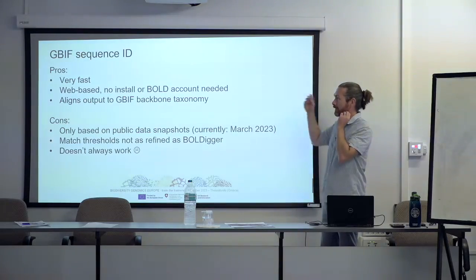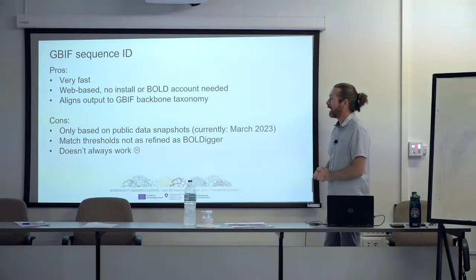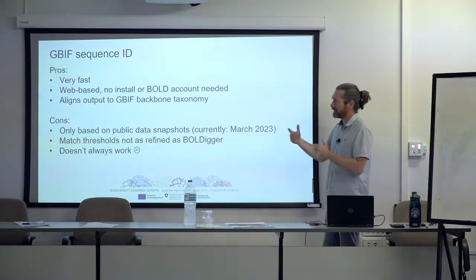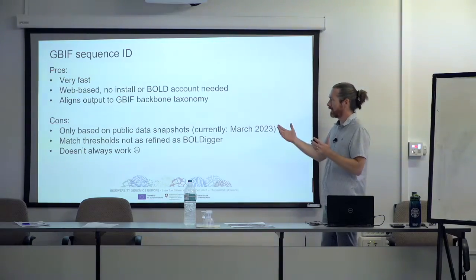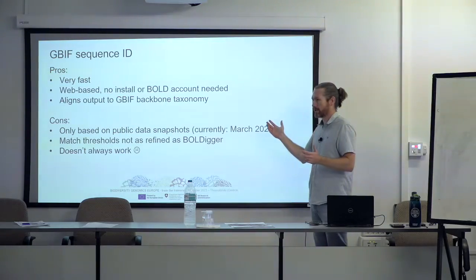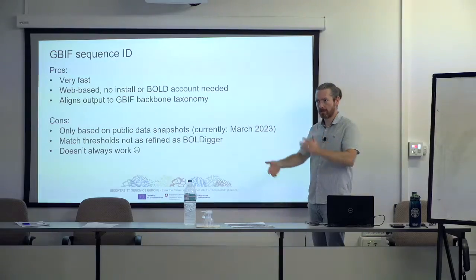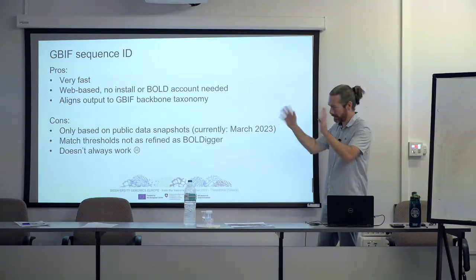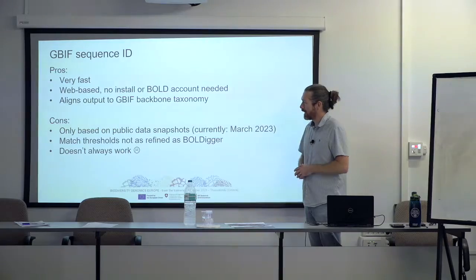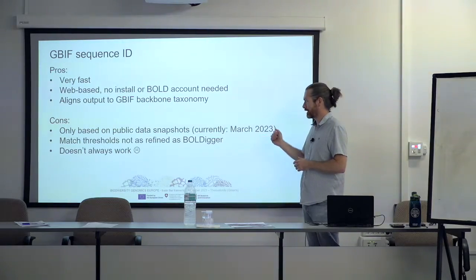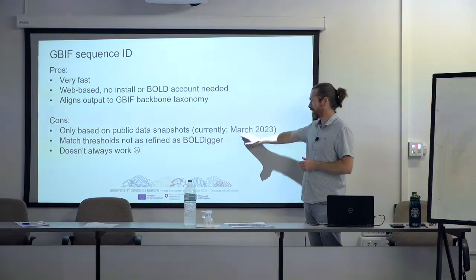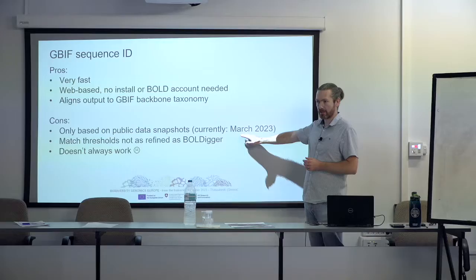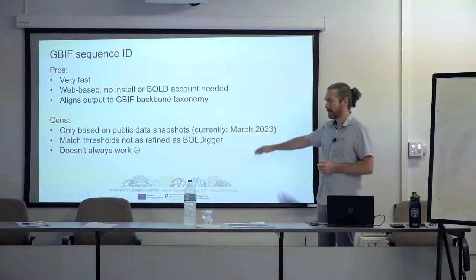So anyway, it's really fast. It's web-based. You don't have to install anything. And one of the relatively good things, good or bad, is it spits out the taxonomy aligned to the GBIF taxonomy. So if your group in GBIF has a good taxonomy, then you're happy. But if it's not, then yeah. Cons: it's only on public data, and the current data set is March 2023, so you can imagine quite a few sequences have been added since then.